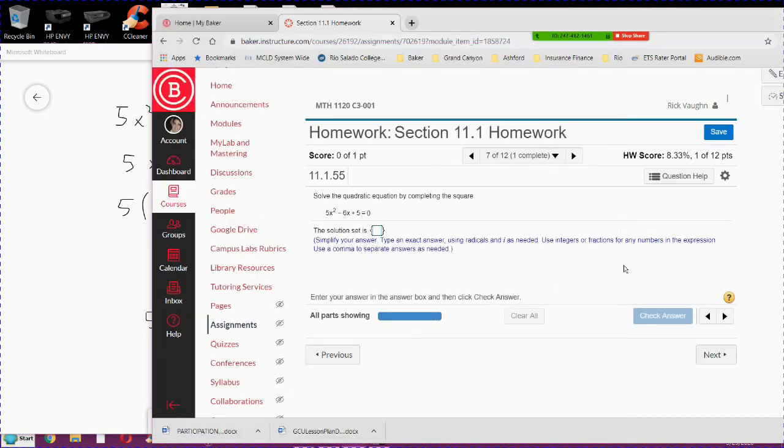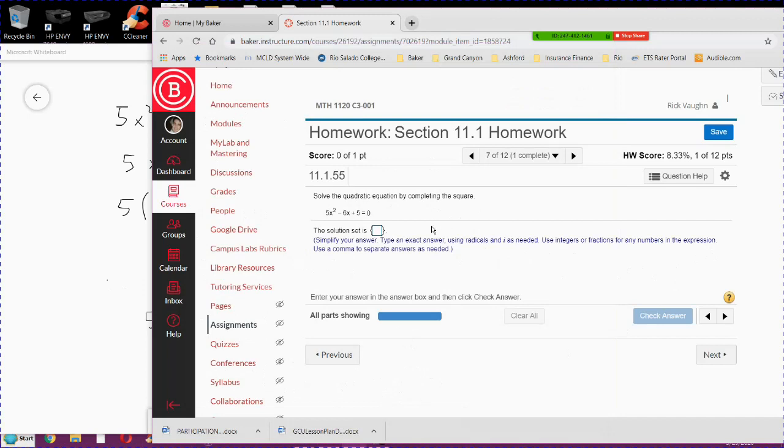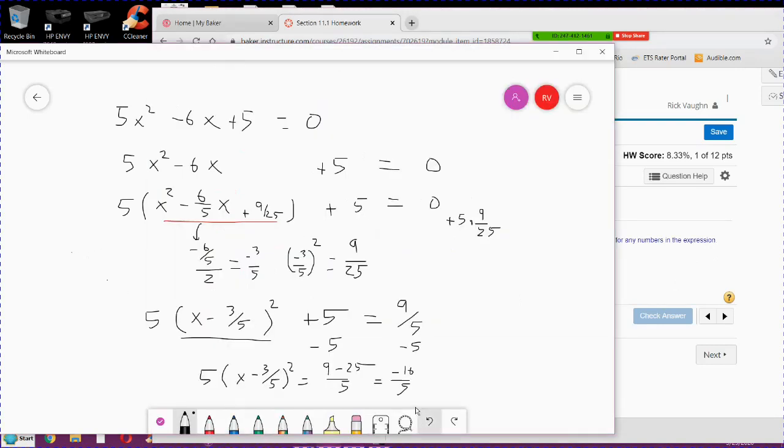Now, if they only wanted real solutions, I would stop and say, you can't square something and get a negative number. But they actually want imaginary solutions, the i as needed. So I'm going to keep going. I'm going to divide both sides by 5. Okay, let me again move over into this section here. Divide both sides by 5 to get that square term by itself, x minus 3/5 quantity squared. And when I divide by 5, I'm going to get negative 16 over 25.